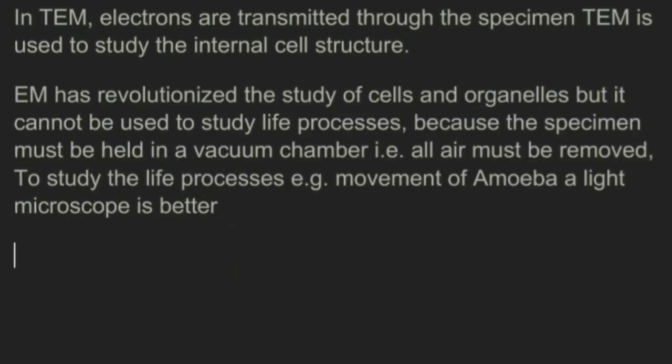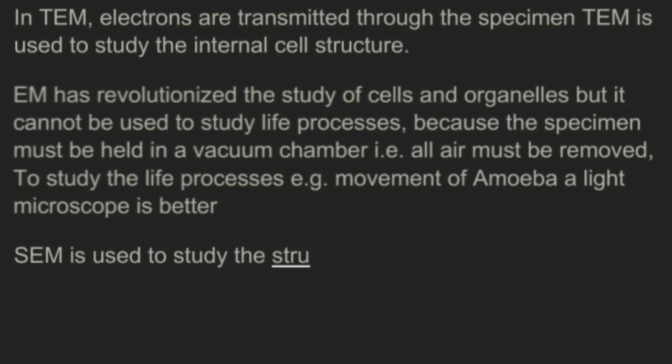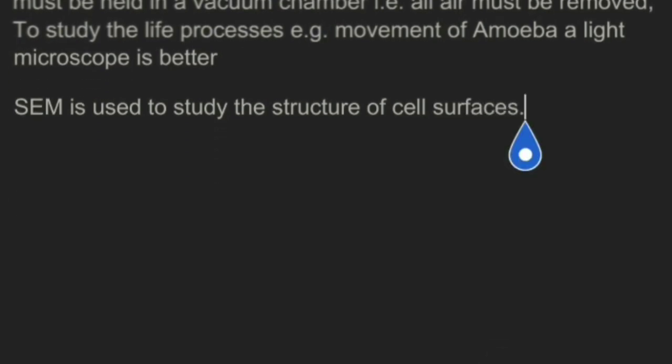In transmission electron microscope, electrons are transmitted through the specimen. Transmission electron microscope is used to study the internal structure of the cell. Electron microscope has revolutionized the study of cells and organelles, but it cannot be used to study life processes because the specimen must be held in a vacuum chamber. For example, all air must be removed. To study the life process, for example, movement of amoeba, light microscope is better. And the function of scanning electron microscope is that it is used to study the structure of the cell surface.